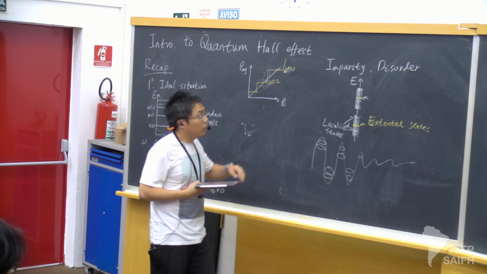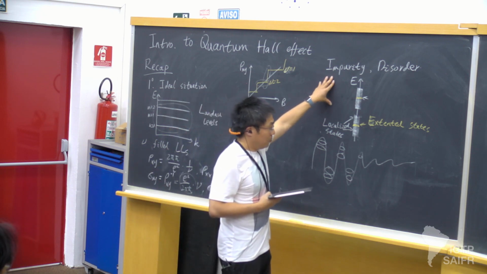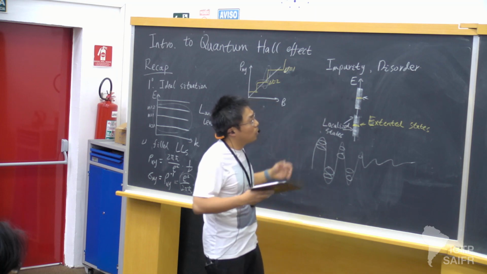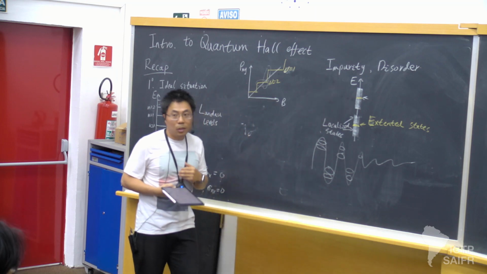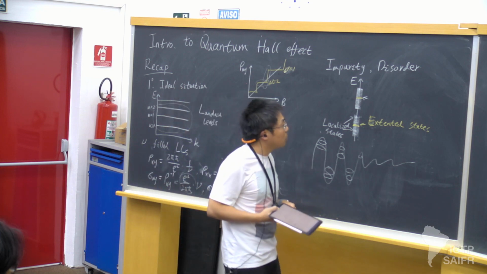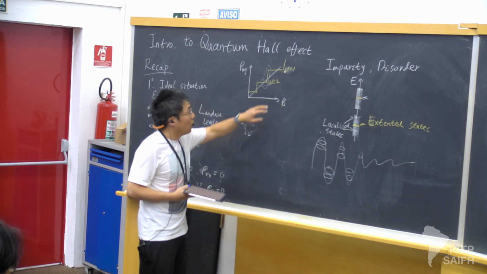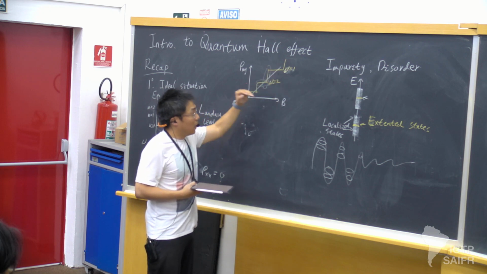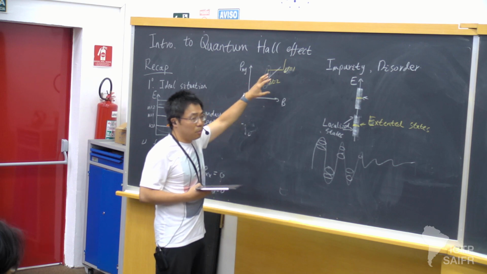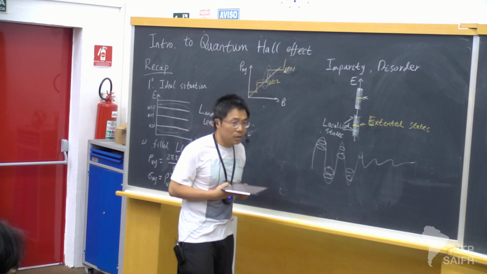The first key factor is pretty counterintuitive. That is, in the real world, we have impurity, we have disorder, and it is the dirtiness of the real sample that really makes these robust, extraordinarily precise quantized plateaus of my Hall resistivity, right?